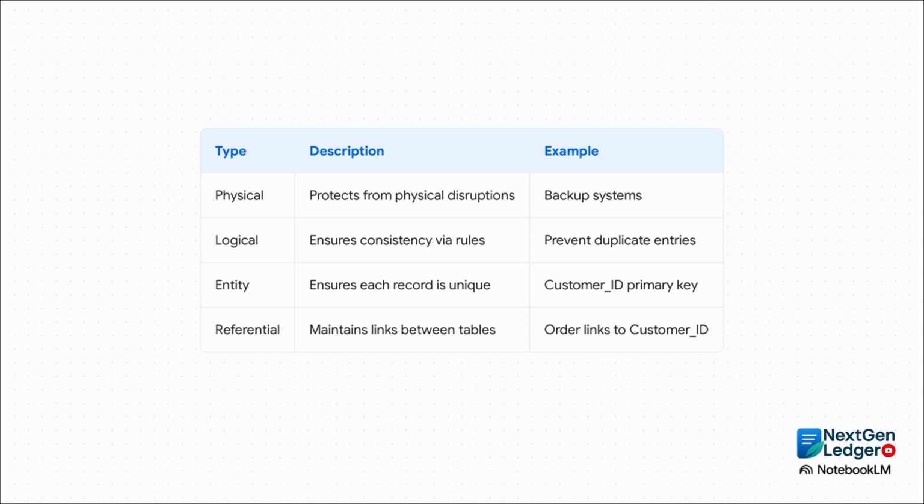And finally, there's referential integrity. This makes sure that relationships between data actually make sense. You can't assign an order to a customer who doesn't exist in your system. It keeps all your data from having these broken links that just point to, well, nothing.